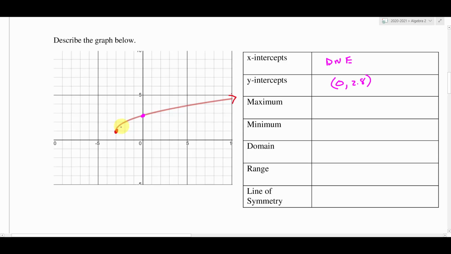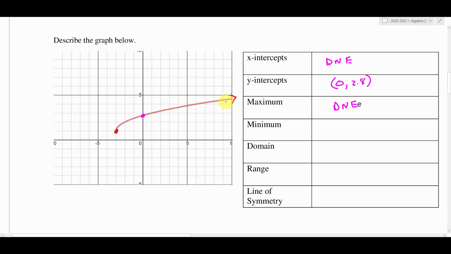So if I were to ride this like a roller coaster, or if I were to jump on this graph and try and climb to the highest point, we would keep going up and up and up and up, and this arrow on the end would indicate that this function keeps going on and on forever. So it's never going to stop going up. That would indicate that there is no maximum. So we would say DNE.